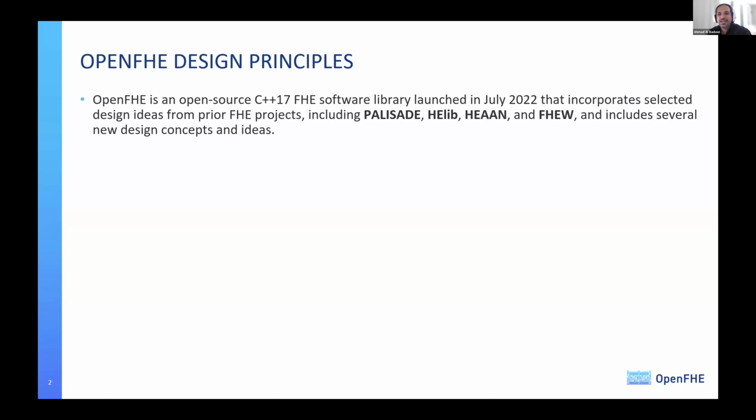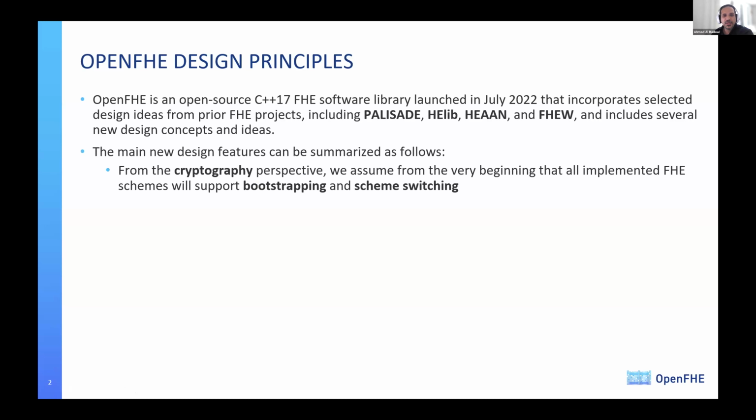Okay, got it. So OpenFHE, as I mentioned, is the successor of Palisade and includes capabilities built on projects like Palisade, FHElib, HEM, what was presented before, and FHE. So these are all FHE libraries, and OpenFHE is built on top of them. It also includes several new design concept ideas. So here I present the main features. It's like the hallmarks of OpenFHE.